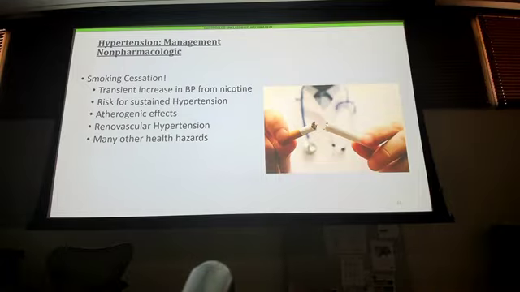So imagine if I had a transient increase in blood pressure for 45 minutes after every cigarette that I smoke, and I'm smoking 20 cigarettes in a day. It's 45 minutes times 20 equals how much time your blood pressure is elevated because of that nicotine. Okay? So smoking cessation has a direct and almost immediate impact on lowering blood pressure.